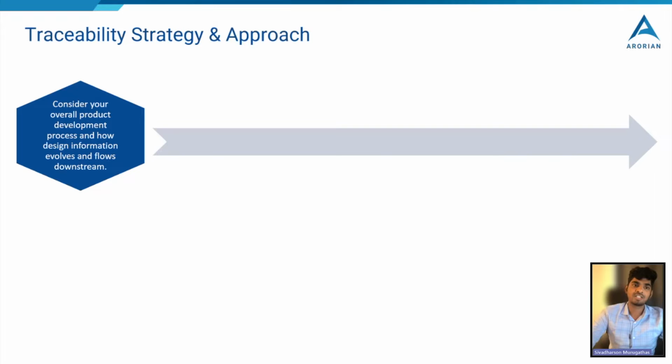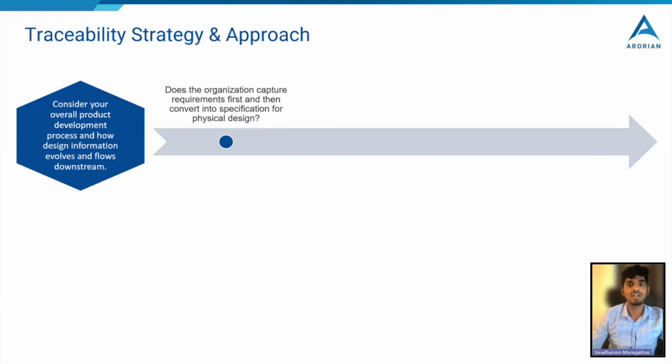Traceability strategy and approach. Before planning your digital product traceability solution, it is very important to understand your product development process. This will ensure the trace links are created in the downstream systems so that any change that happens to the upstream data will be visible to the users using the suspecting functionality.